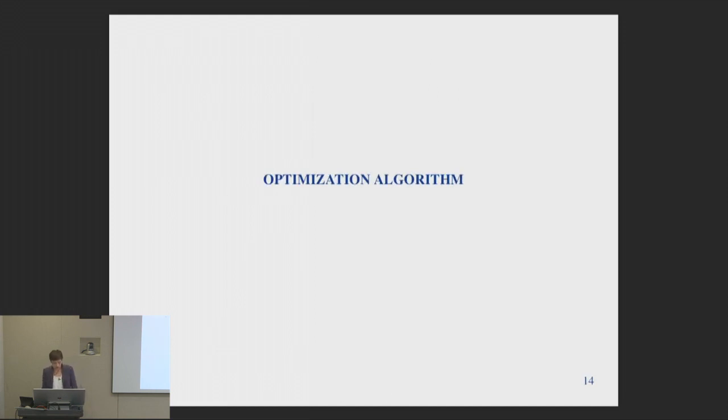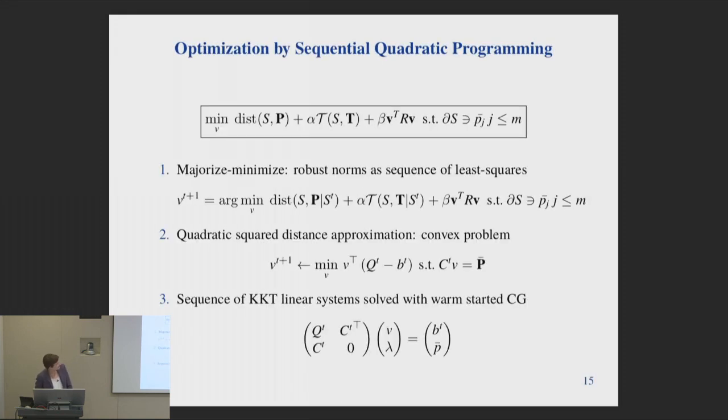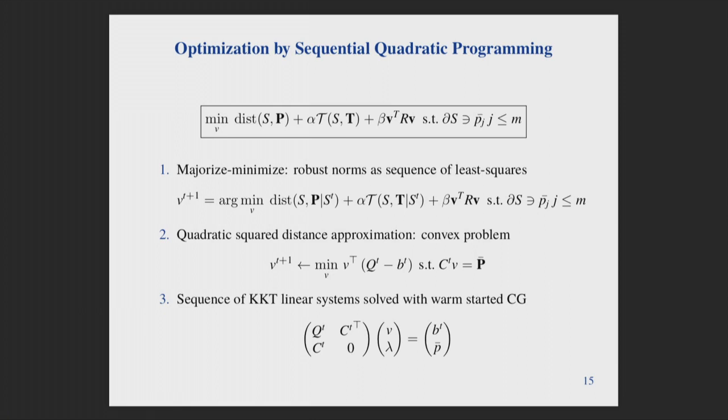Now about the optimization. We played a lot with different optimization algorithms, and we ended up settling on this approach. We solved the optimization by sequential quadratic programming. The idea is that you start with the original problem. We use majorize minimize to formulate the L1 terms, which are not differentiable, as a sequence of weighted least squares.